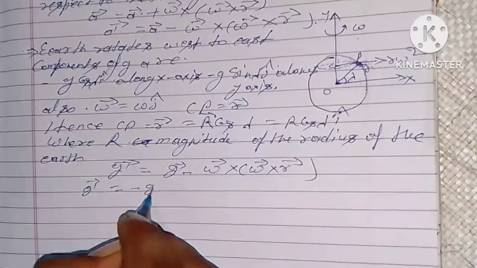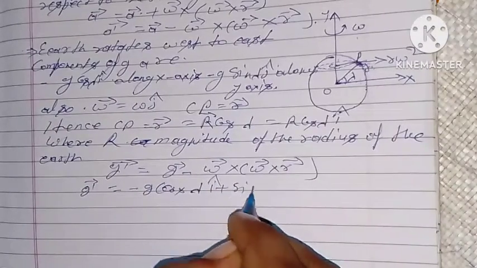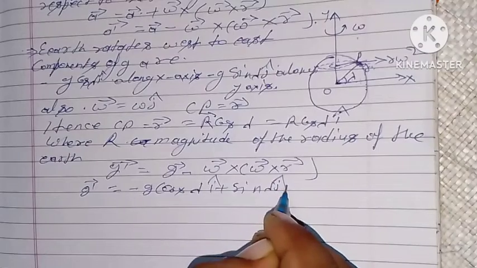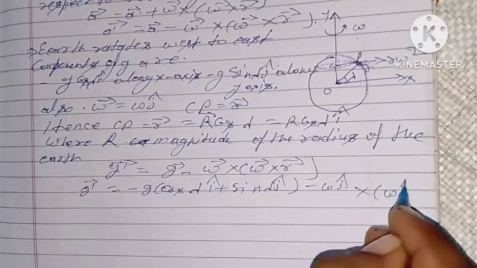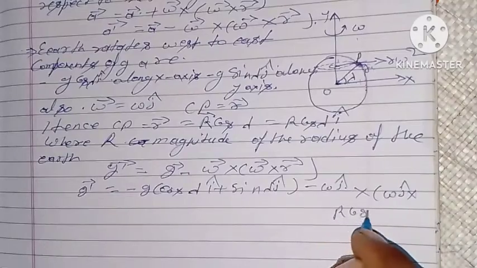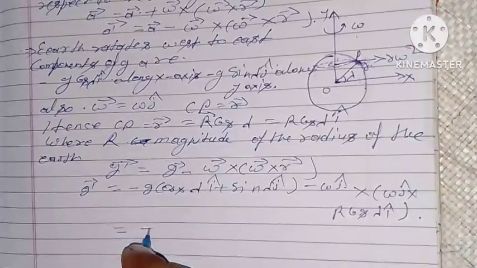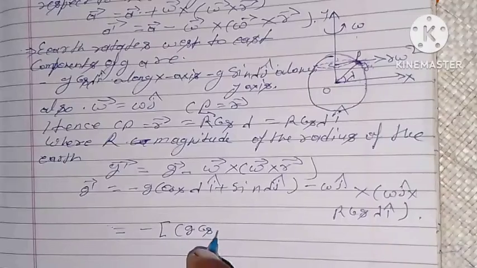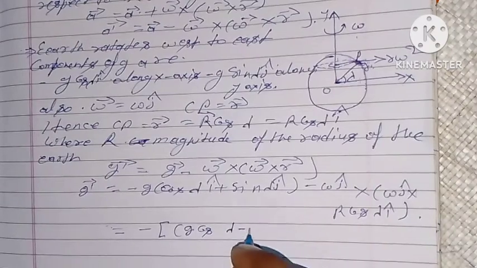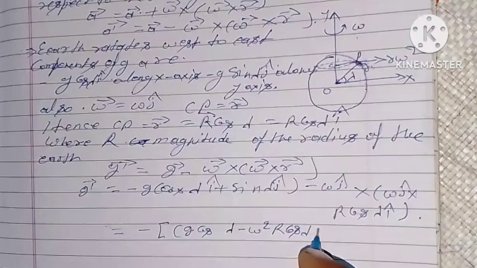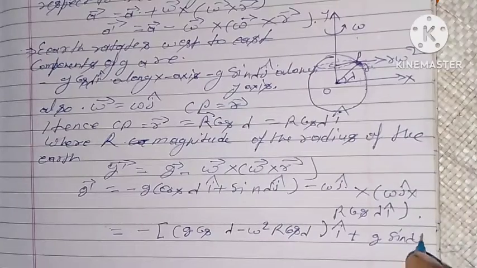g dash equals minus g cos lambda i plus g sin lambda j minus omega j cross vector R cos lambda i, which is minus g cos lambda minus omega square R cos lambda i plus g sin lambda j.